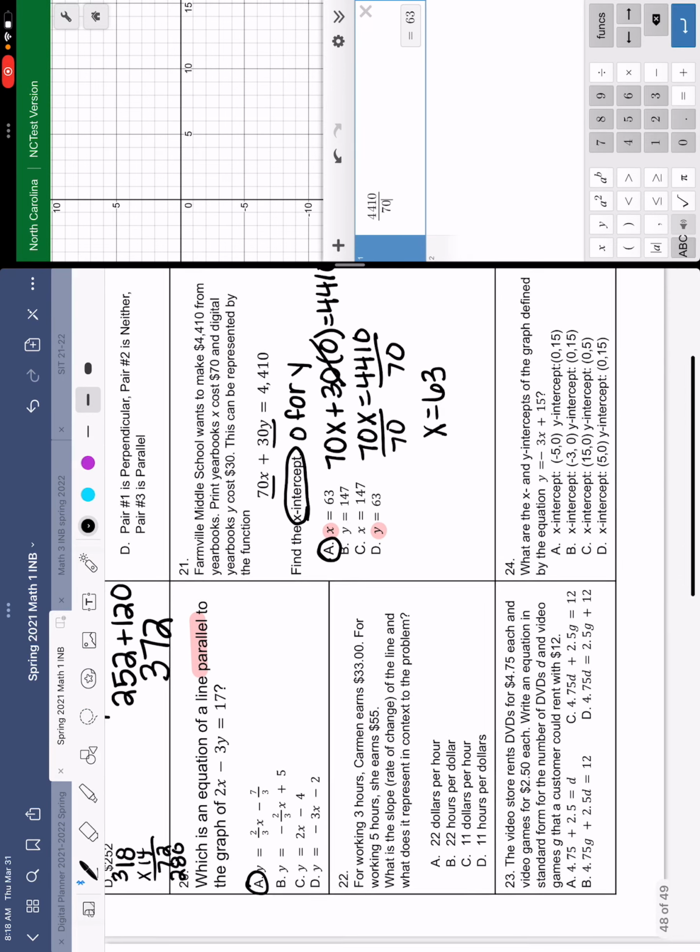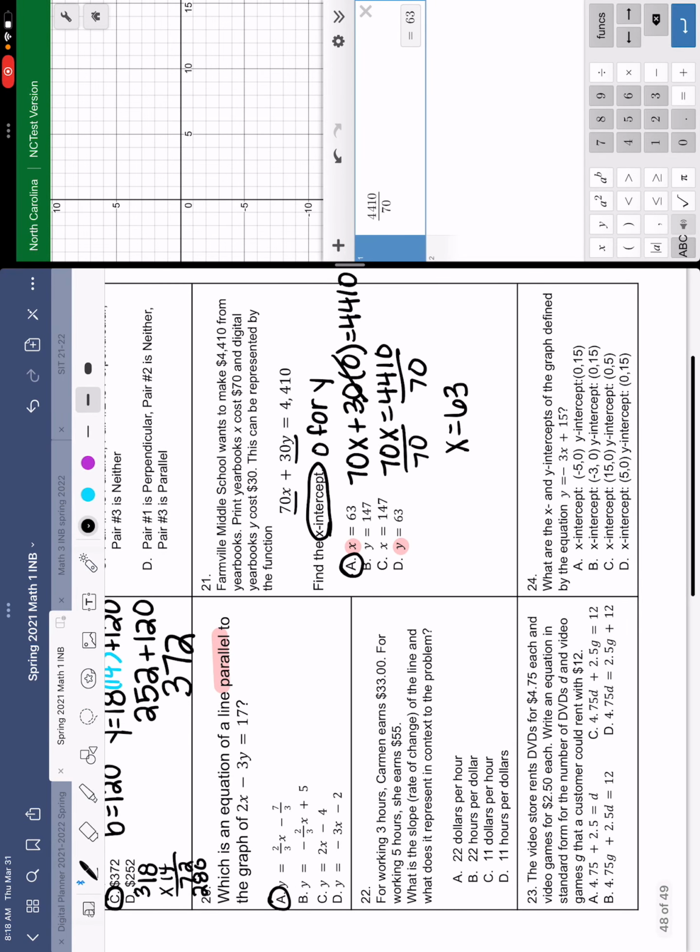All right, so for 22, it says for working 3 hours, Carmen earns $33, and for 5 hours it's $55. So what is your slope? So if I'm looking here, this is X, this is Y. We have hours to dollars. So we have 3 hours is 33, 5 hours is 55. Now you can do your change in Y over change in X. So this is what, 2, and then if I subtract these, I have 22.